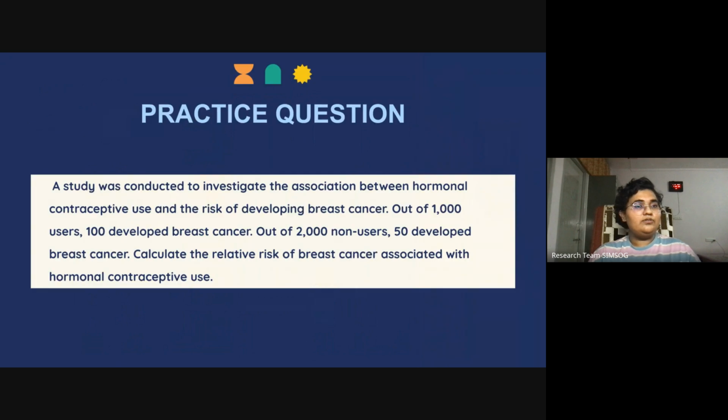So let us try to solve a question regarding this, right? A study was conducted to investigate the association between hormonal contraceptive use and the risk of developing breast cancer. So you had out of 1,000 users, 100 developing breast cancer, and out of 2,000 non-users, 50 developing breast cancer, right? So what is the relative risk of breast cancer that is associated with hormonal contraceptive use? You can give the full answer of relative risk. You can just give an answer in fractions. That is also fine.